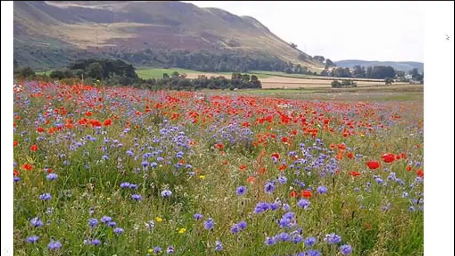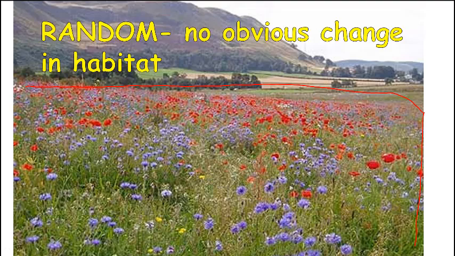So the first one here is a field, just this field here. Now would it be better to use random or a belt transect here? In this case, it would be better to use random sampling. So you would use quadrats and random numbers because there is no obvious change in the habitat.